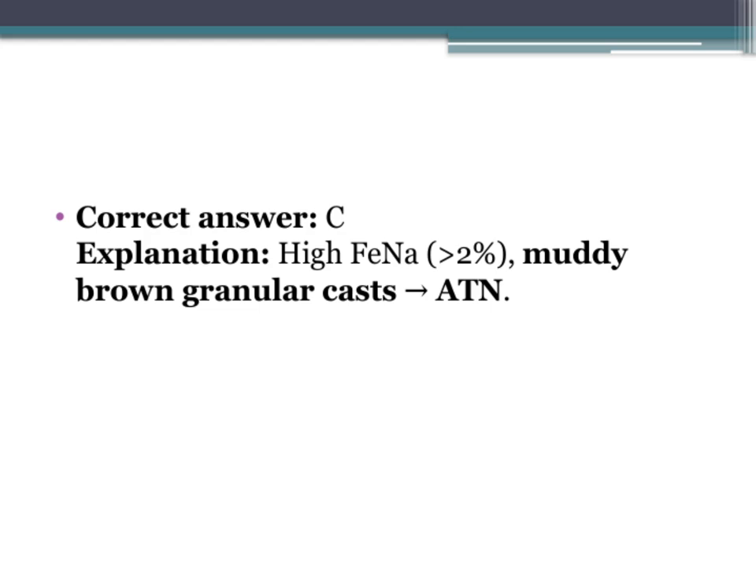So, putting it all together, a high FeNa over 2% combined with muddy brown granular casts points strongly toward ATN, which is an important diagnosis to recognize in cases of acute kidney injury. Recognizing these signs helps guide our management and treatment strategies effectively.